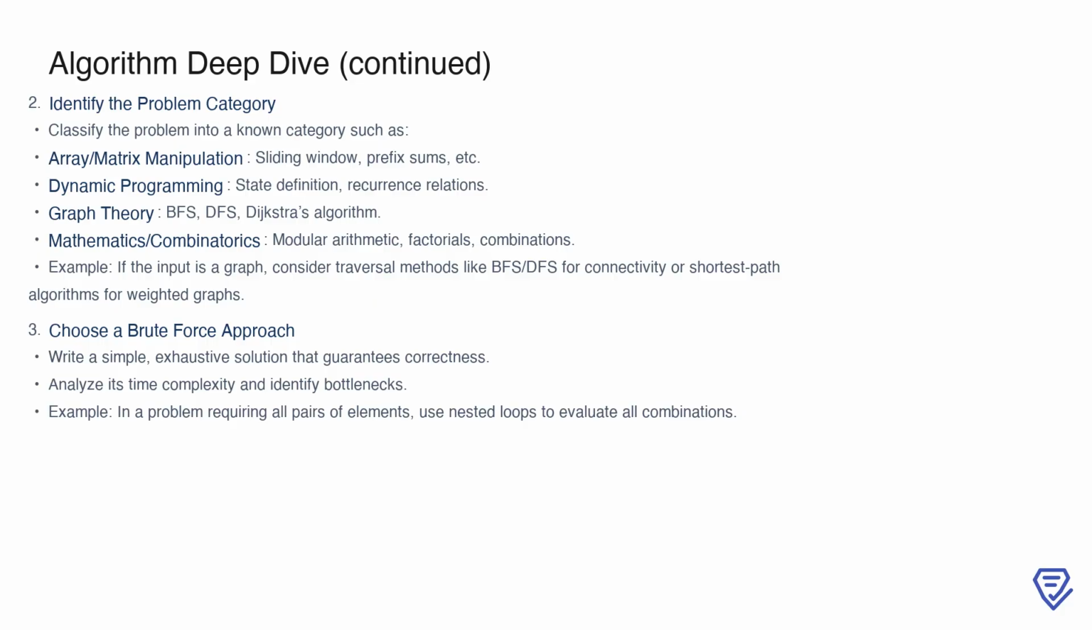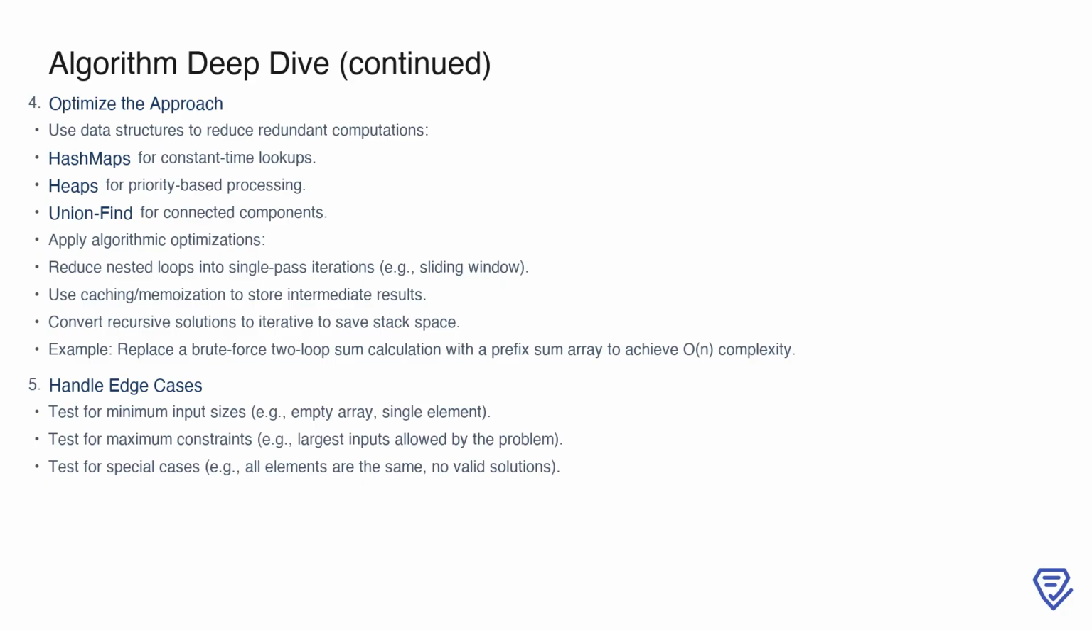Once the category is clear, we start with a brute force approach. This means writing a simple, exhaustive solution that guarantees correctness. While this solution may not be efficient, it helps us analyze time complexity and identify bottlenecks. For example, in a problem requiring all pairs of elements, nested loops can be used to evaluate all combinations, even if it's not optimal.